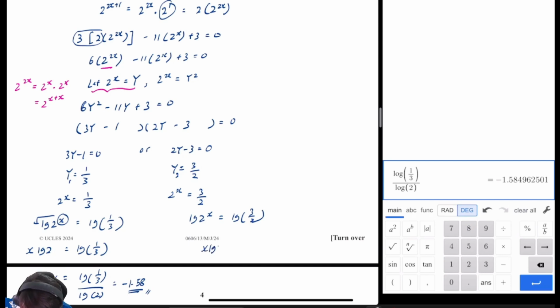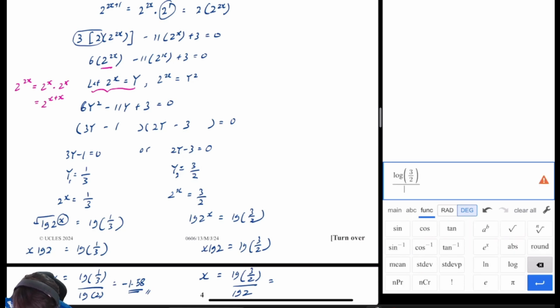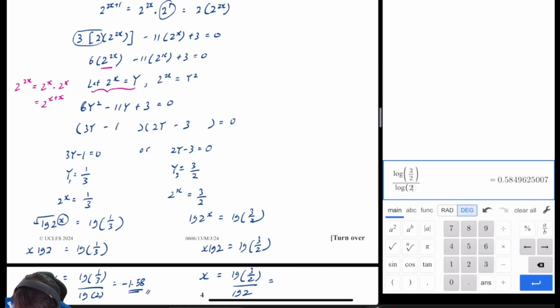So x lg 2 is equal to lg 3 over 2. x is equal to lg 3 over 2 divided by lg 2. That's going to give us 3 over 2, and then divided by lg 2. Okay, so your answer is going to be 0.58.